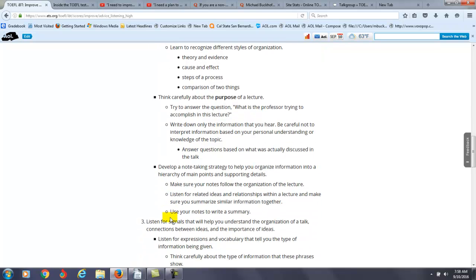And I think here's a pretty good tip for you here. It says, develop a note-taking strategy to help you organize information into a hierarchy of main points and supporting details, and make sure that your notes follow the organization of the lecture. So if the lecture is, for example, focusing on theory and evidence, then your notes need to follow that organization, or cause-effect, or steps in a process, or a comparison of two things.